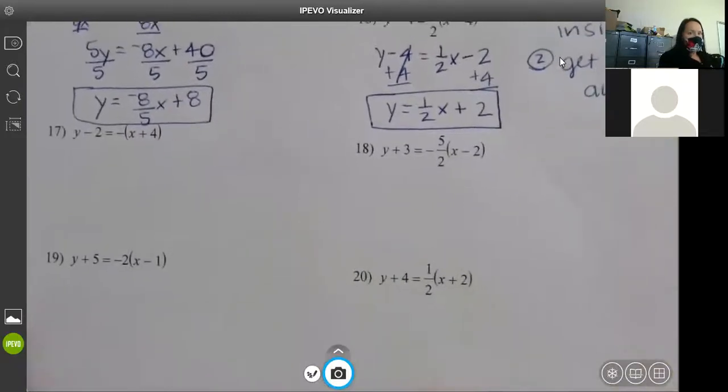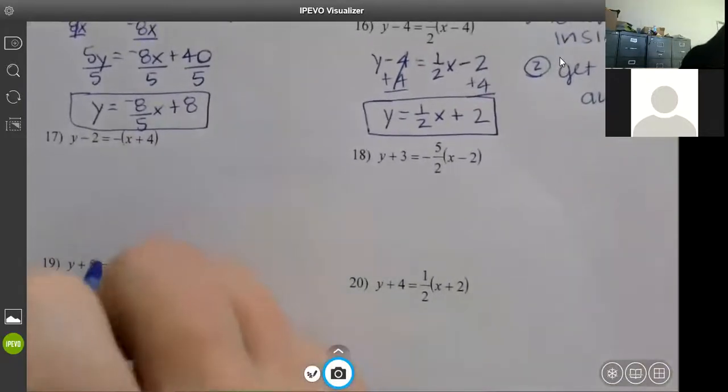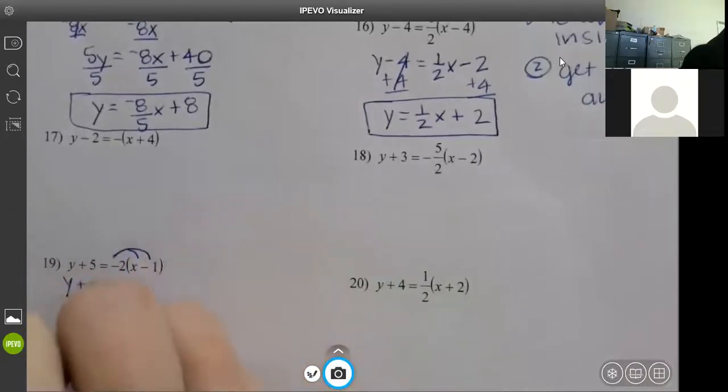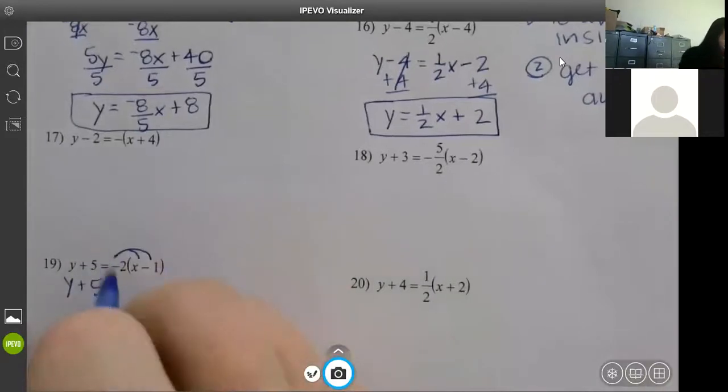Let's look at number 19, and I'll come back to number 17. On 19, the first thing we want to do is distribute. We get y plus 5 equals, what's -2 times x?